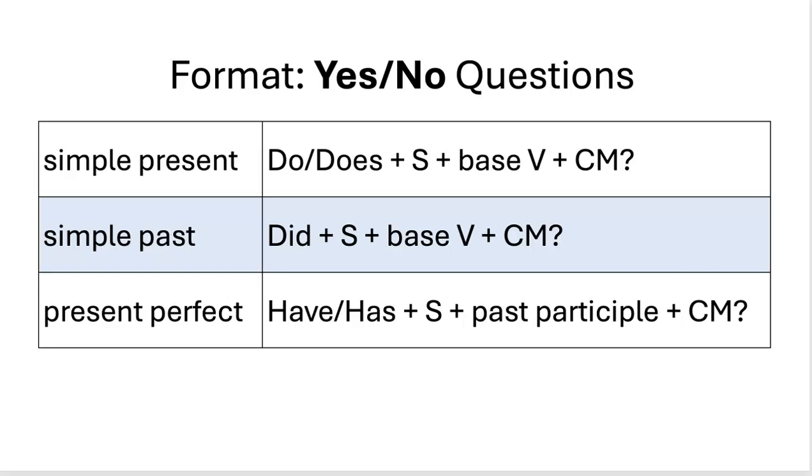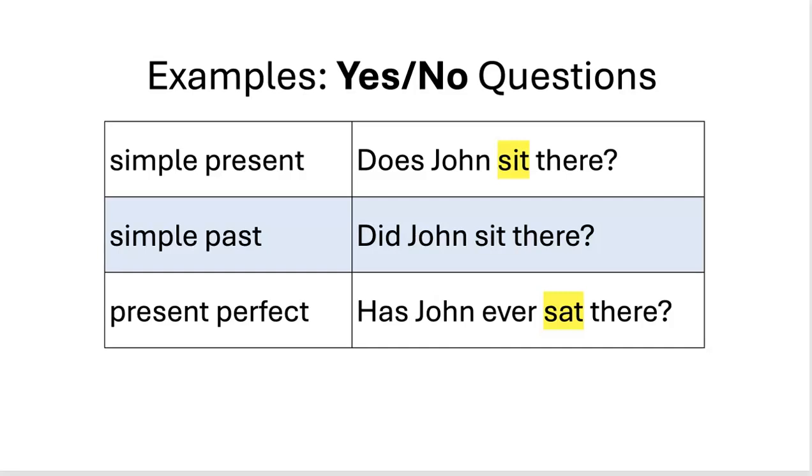Again, let's look at examples. This time we're going to look at an irregular verb, sit. Does John sit here? Did John sit there? Has John ever sat there?